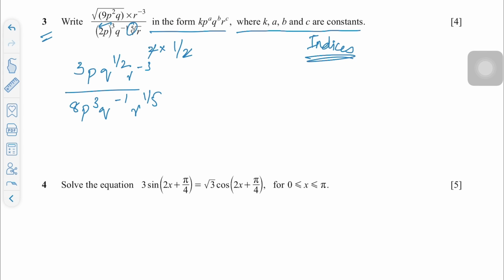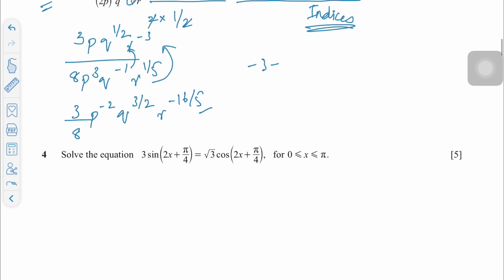Now let's solve this. So this would be 3 over 8 again. P cubed, p to the 1 minus 3 would be p to the minus 2. This would be p to the negative 2. And this q to the negative 1 would go above. So this would be 3 over 2. And this r to the 1 over 5 would go up, and this would be negative. So this would be r to the negative 16 over 5. You can use the calculator over here, right? So this would be negative 3, negative 1 over 5. You can use the calculator. So you will get our answer as negative 16 over 5, right?